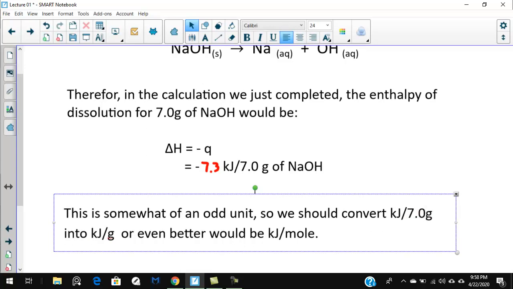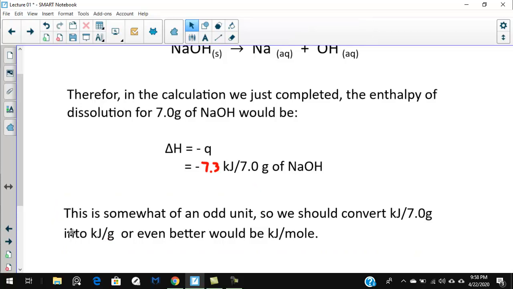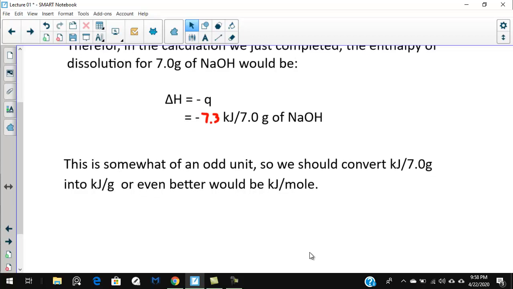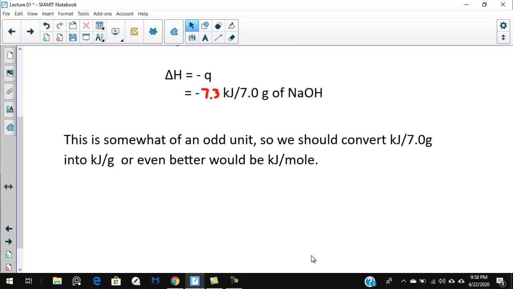We would convert that, so we could change that into kilojoules per gram, or even better would be kilojoules per mole. So why don't we just take a quick look at how we do that. If you go back and remember some of your conversion factors from grade 11. Right now we have a unit in kilojoules per 7 grams. We'd like to get delta H, but we'd like it to be in, let's do the first one, kilojoules per gram.